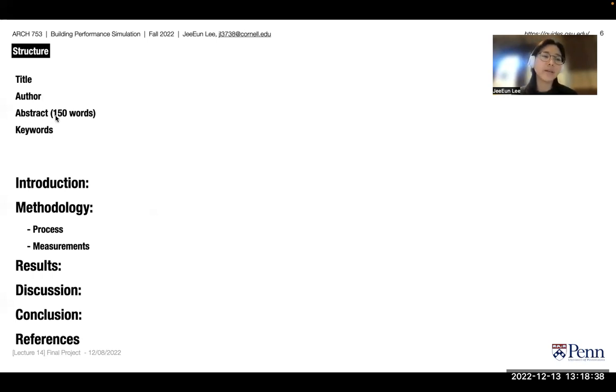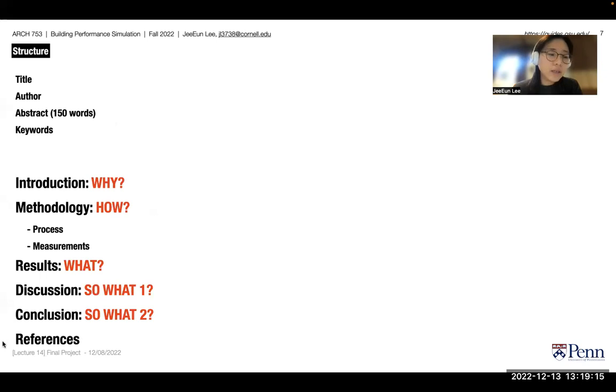For the abstract, I recommend making it 150 words, but if you submit an abstract to a conference, it is mostly up to 200 or 300. But here I just wanted to keep it simple. And for keywords, you can find some words that emphasize your work. These should be on the first page.